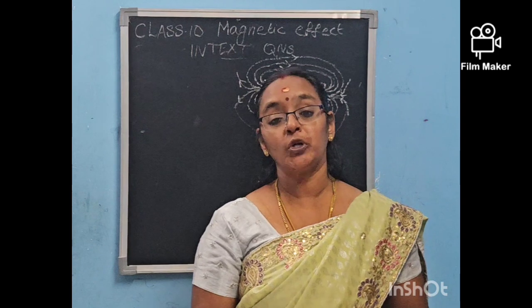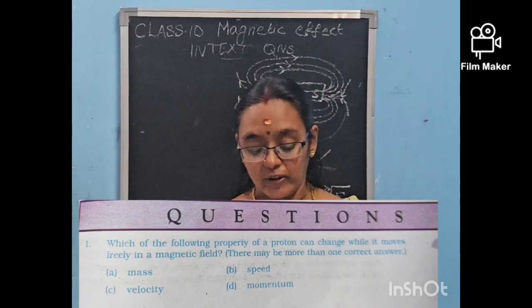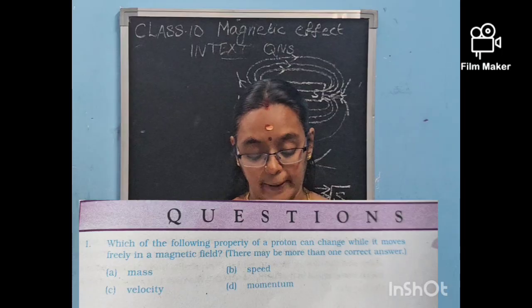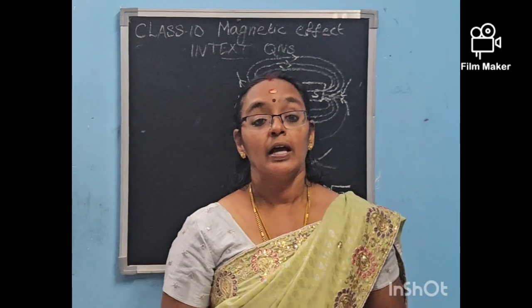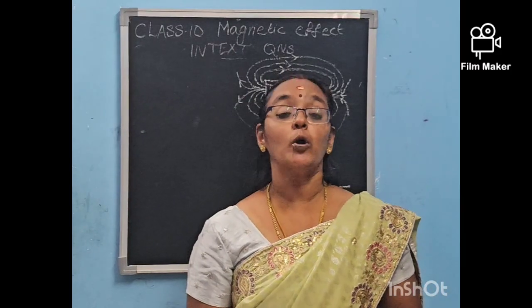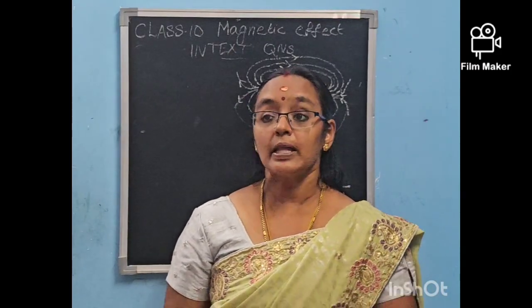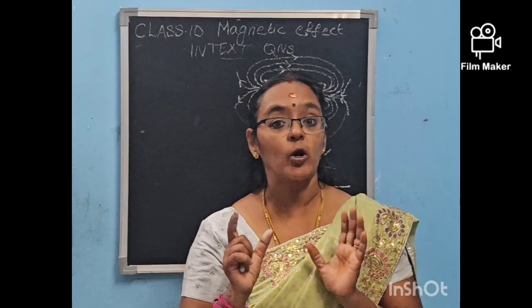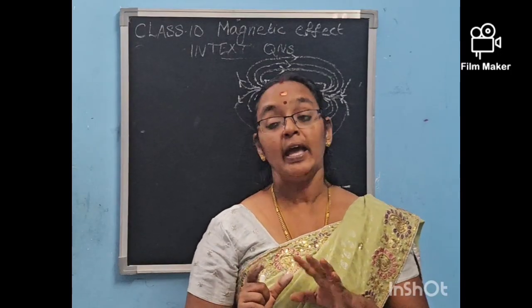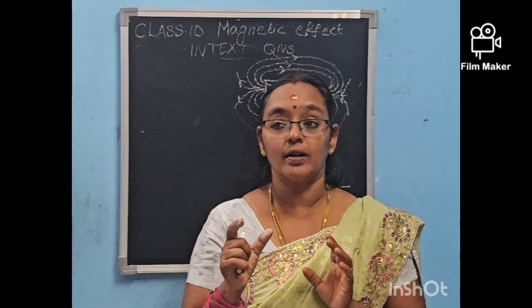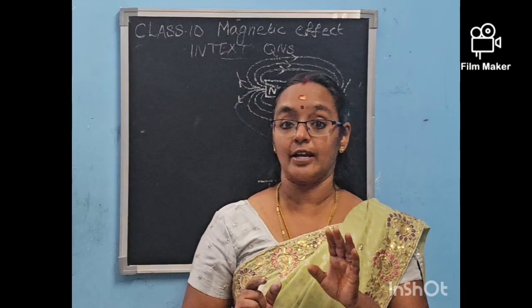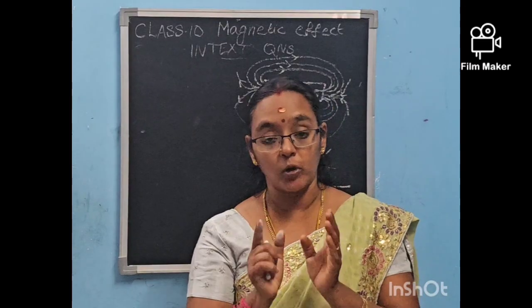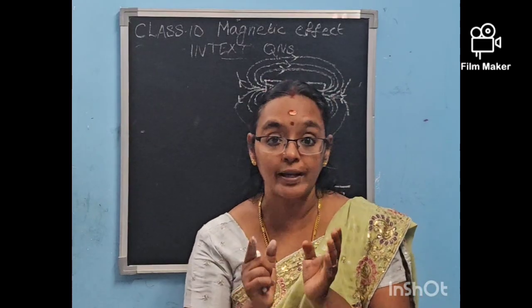Page 203, a question is there. Which of the following properties of the proton can be changed while it is moving freely in the magnetic field? The proton is a positively charged particle. If it is moving freely, it means an electric current is moving, and the direction of the electric current is the same as the direction of the proton.